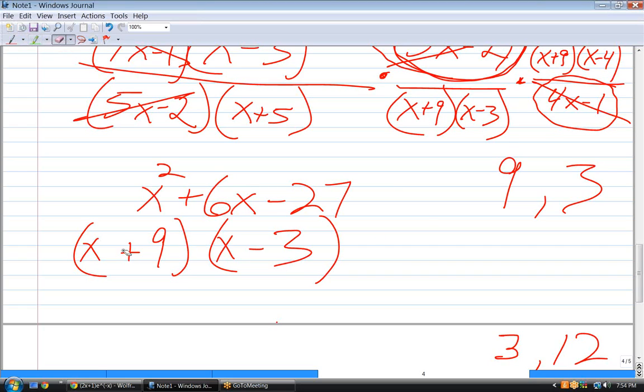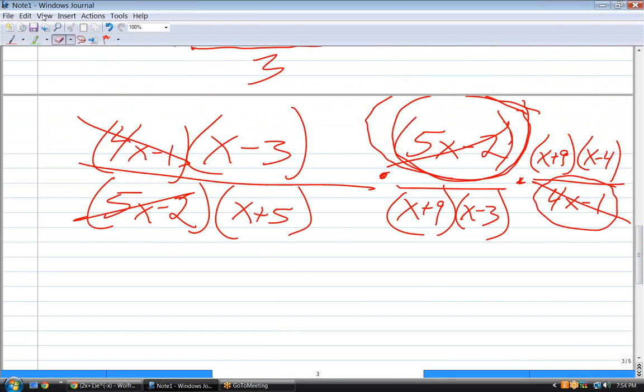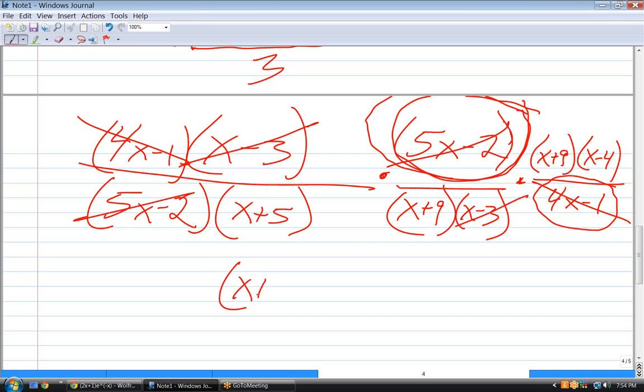And now, if I erase all of this and look at what we have, we've canceled most everything. Can I cancel anything else? Yes, I can cancel that x minus 3 with that x minus 3. What are we left with in the numerator? This x plus 9 times x minus 4. And in the denominator, I can cancel that x plus 9 with that x plus 9.